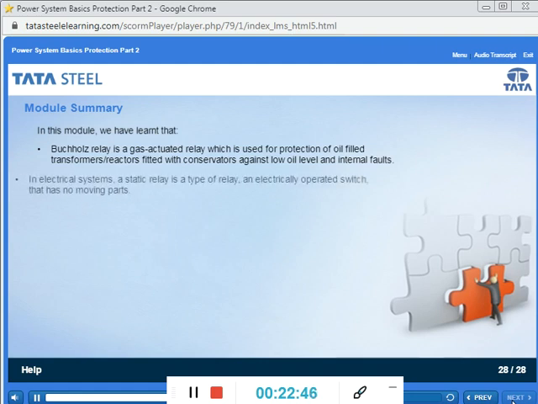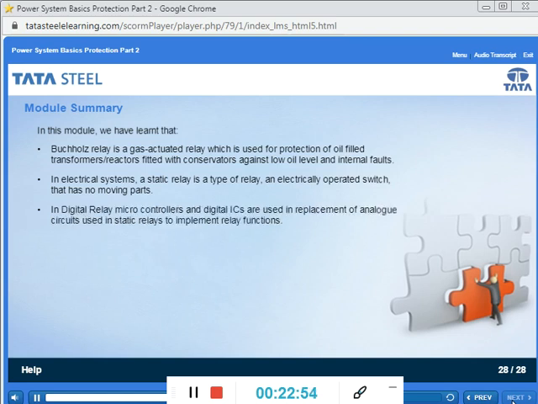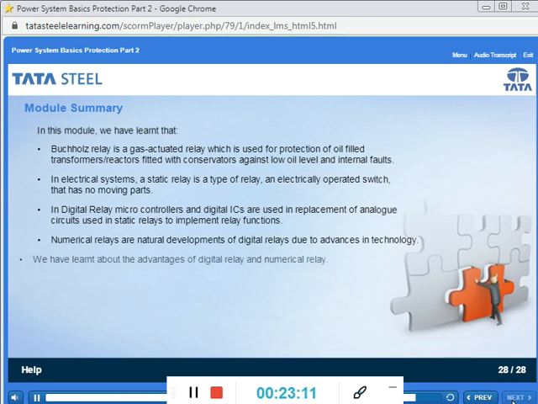In electric systems, a static relay is a type of relay, an electrically operated switch that has no moving parts. In digital relay, microcontrollers and digital ICs are used in replacement of analog circuits used in static relays to implement relay functions. Numerical relays are natural developments of digital relays due to advances in technology. We have learnt about the advantages of digital relay and numerical relay.